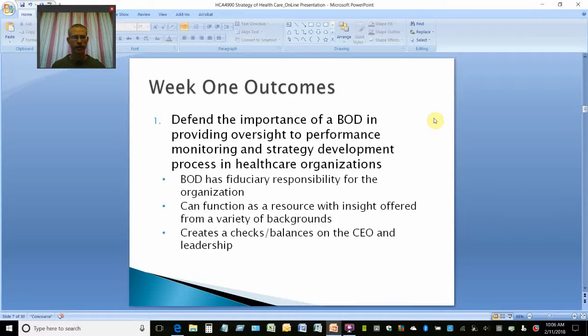Week 1 in the outcomes was defend the importance of a board of directors in providing oversight to performance monitoring and strategic development processes in healthcare organizations. I guess the biggest impact of a board of directors is their fiduciary responsibility. They're meant to be involved, make sure that the organization functions appropriately, and create a checks and balances on the CEO and the leadership team. If the board of directors is properly balanced, they have a lot of resources to offer, and generally some insight that perhaps isn't being considered.